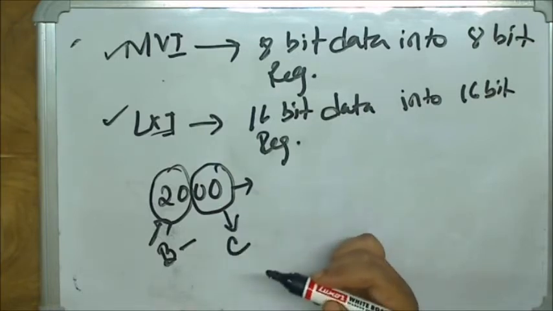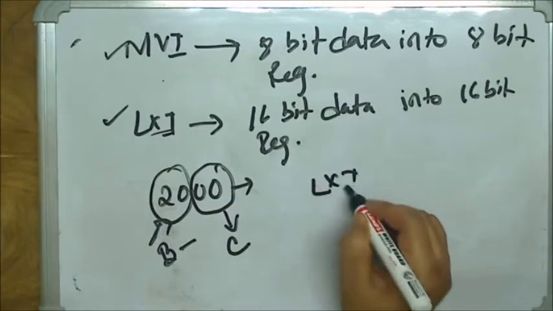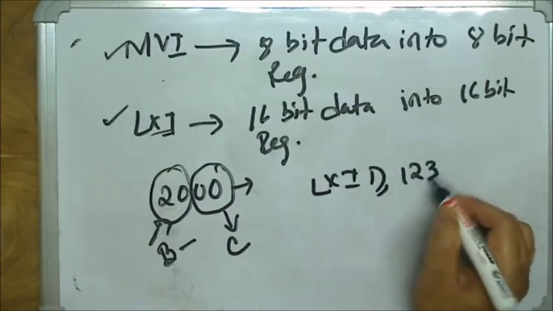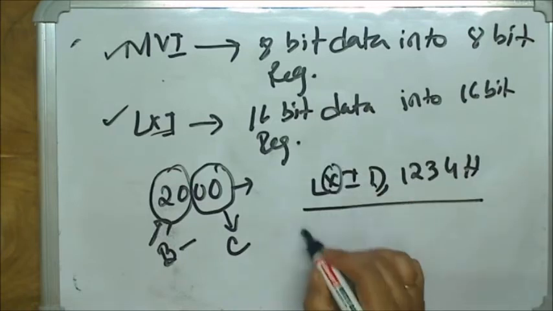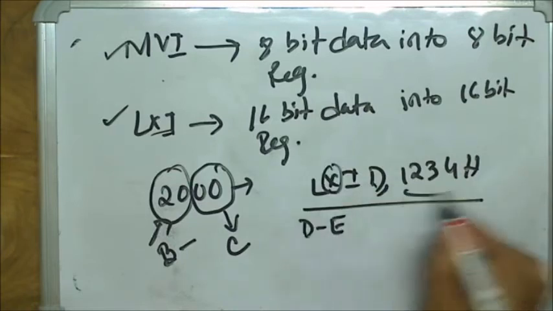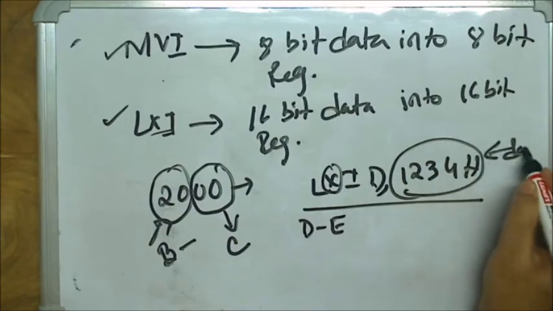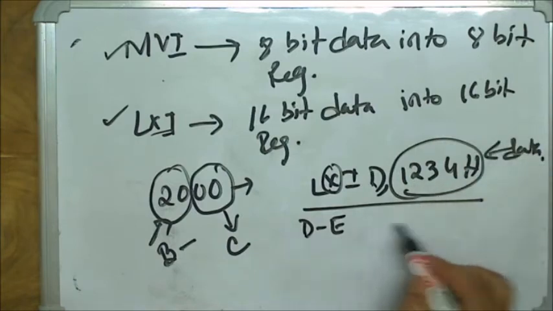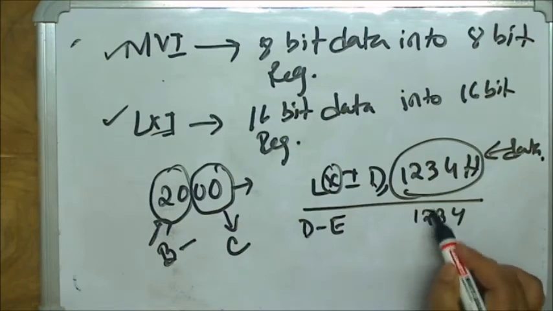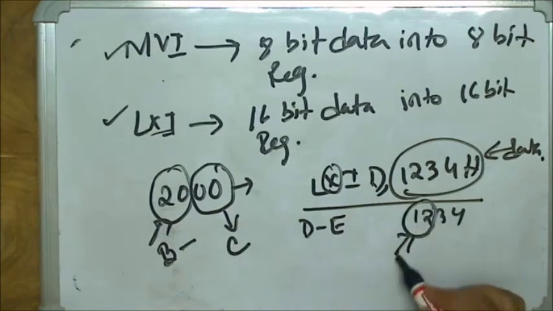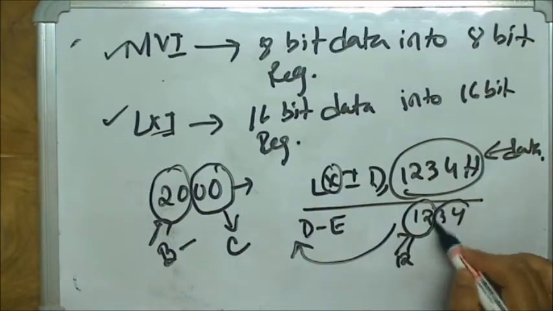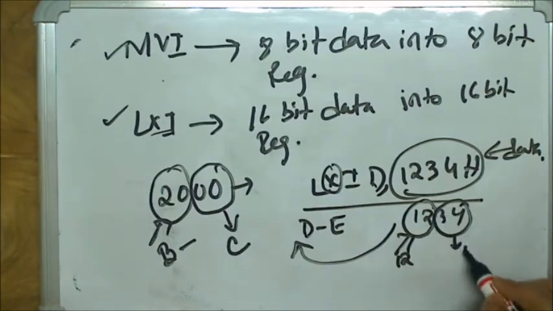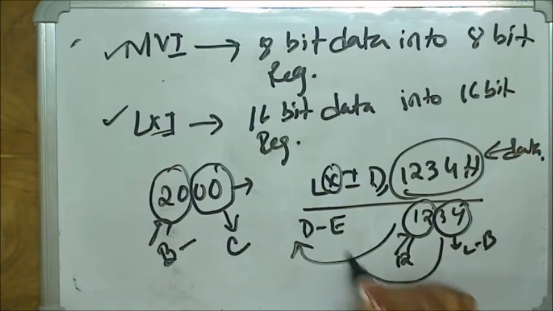Suppose LXI D, 1234H. Now X indicates the DE pair and I indicates that this is data. So in 1234, which one is the higher byte data? 12 is the higher byte data, so this will go to register D. And which one is the lower byte data? 34 is the lower byte data. So this will go to the lower byte register, that is E.